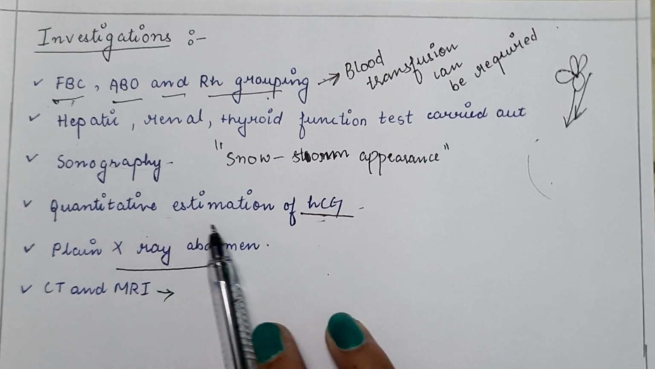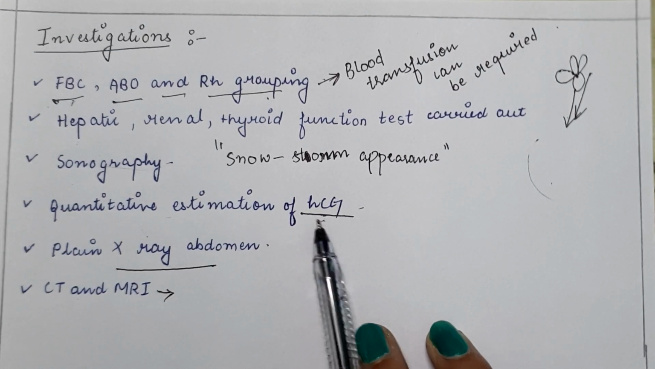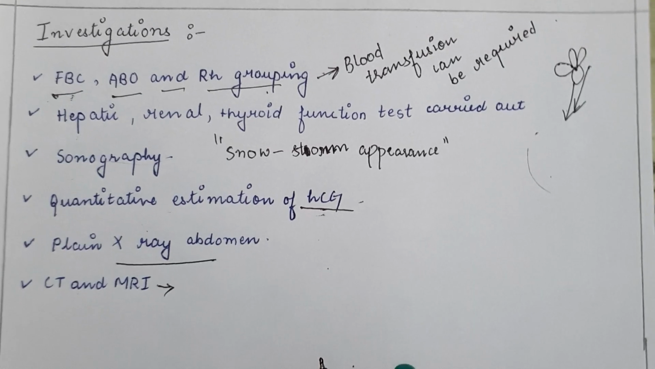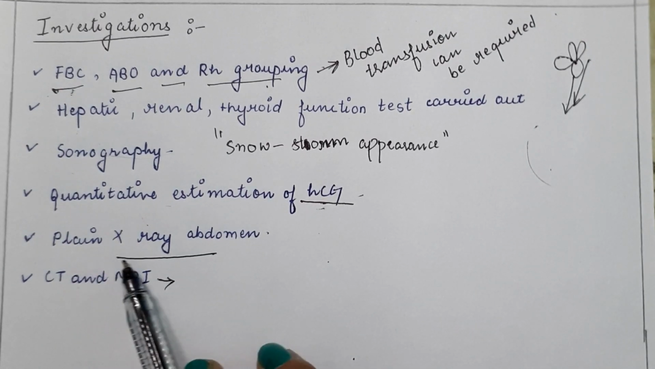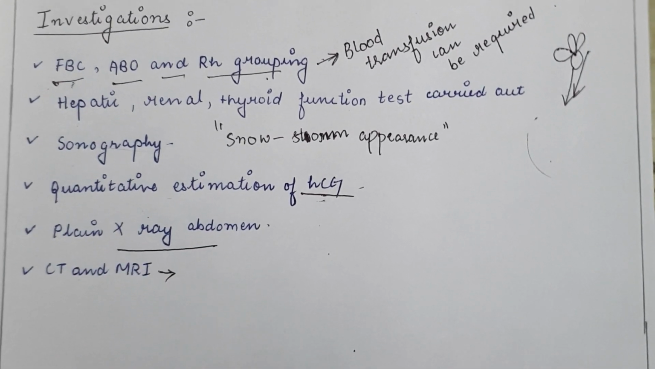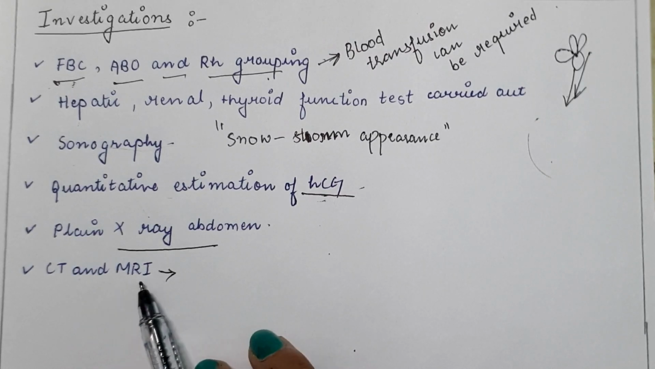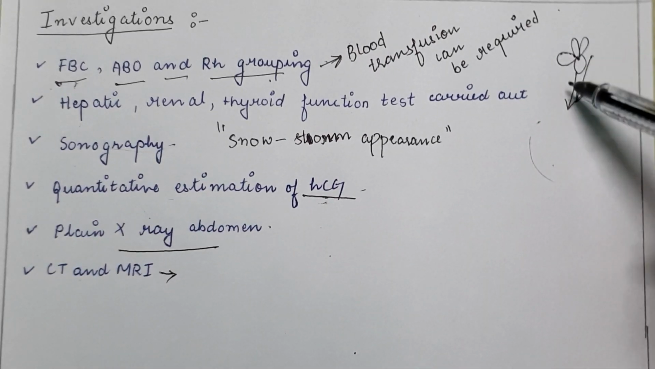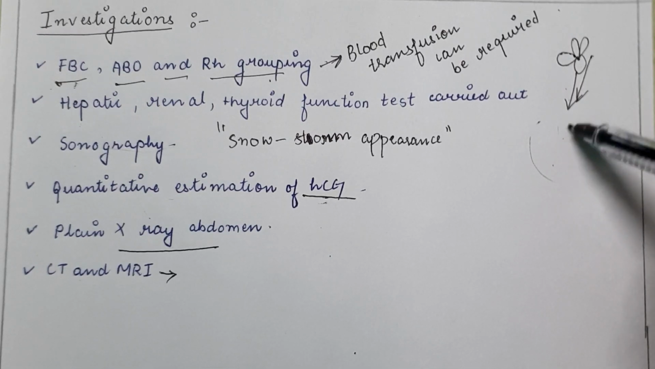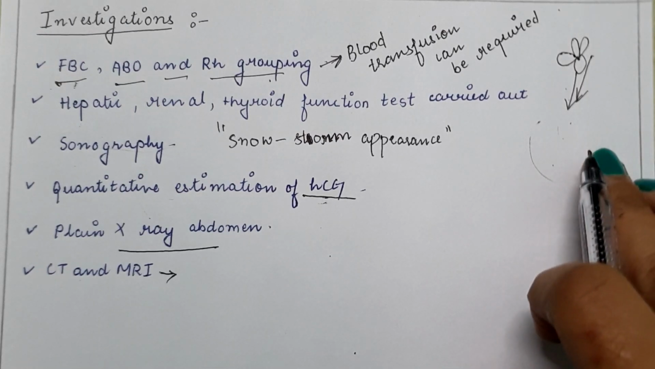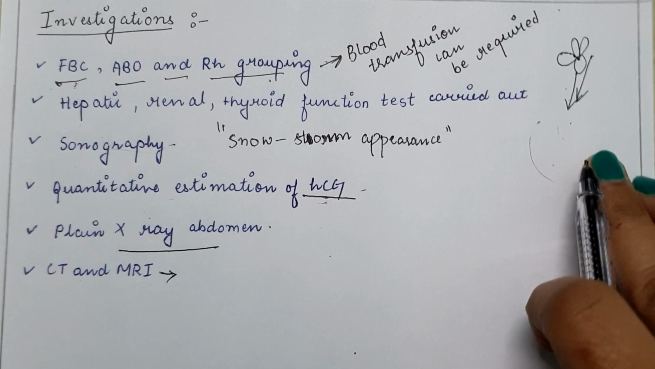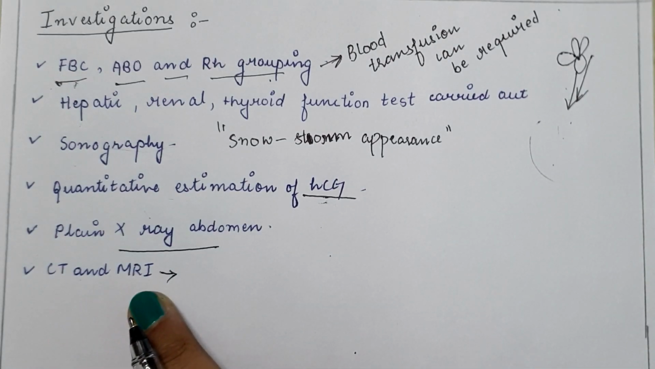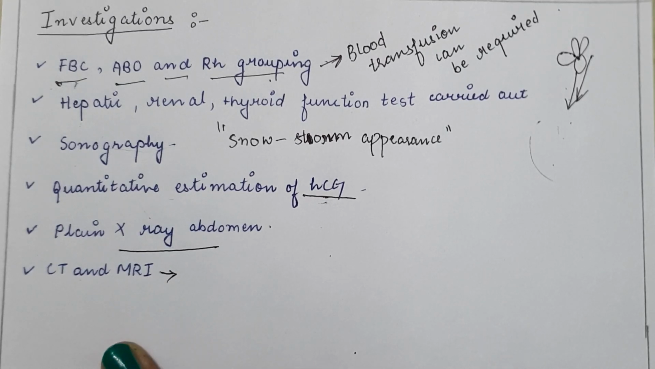Next, quantitative estimation of the HCG should be done, as in the case of hydatidiform mole there is excessive production of the HCG. Next is plain X-ray of abdomen. Next is CT scan and MRI. As these moles are benign, but they have the potential to metastasize to other parts of the body, they have the potential to become malignant. So that's why CT scan and MRI should be done just as a prophylactic measure.